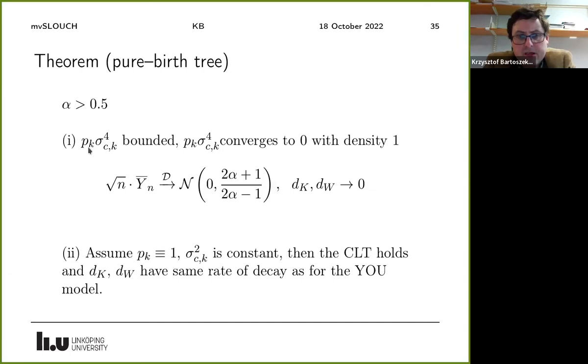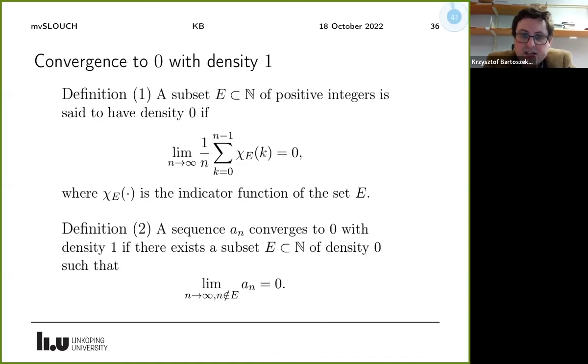However, if these probabilities, or rather the probability of the jump times the variance of the jump squared, converge to zero, then we get not a classical, but something that looks similar to a classical central limit theorem, with Kolmogorov and Wasserstein bounds on the rates of convergence that also go to zero. And I'm not showing the exact rates of convergence here because they again would not fit on the slide.